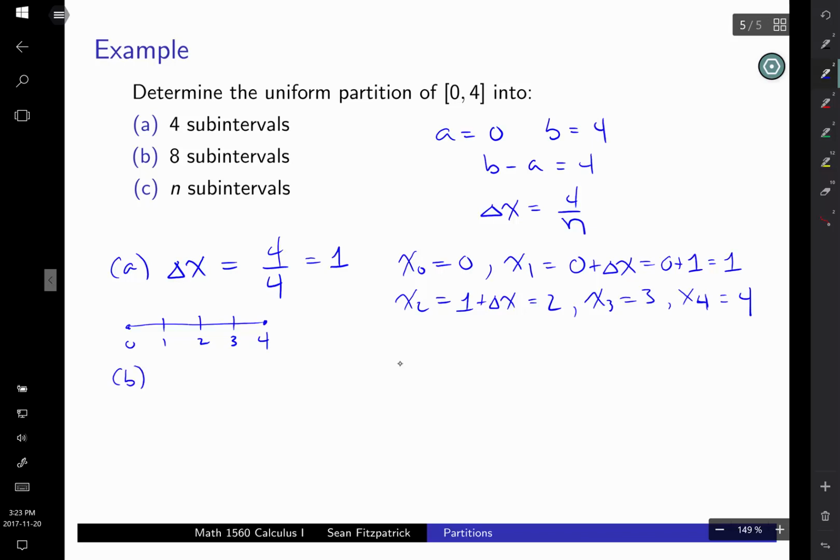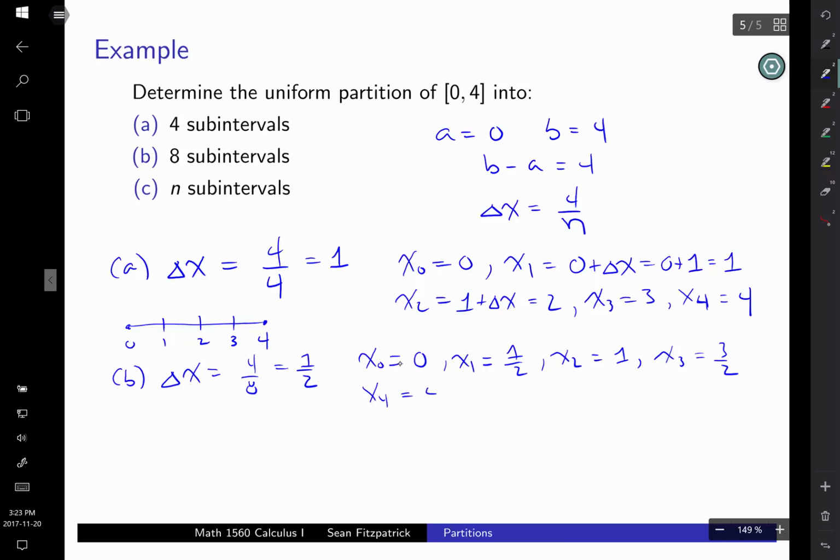If we do 8 subintervals, then our delta x is 4 over 8, we get 1/2. And this time I'll go a little bit more quickly. x naught is 0. x1, we add delta x, so we add a half, so we get 1/2. x2, we add half again, so we get to 1. x3, we add half one more time, gets us to 3 over 2. x4, we add half again. Now we're at 2, right?